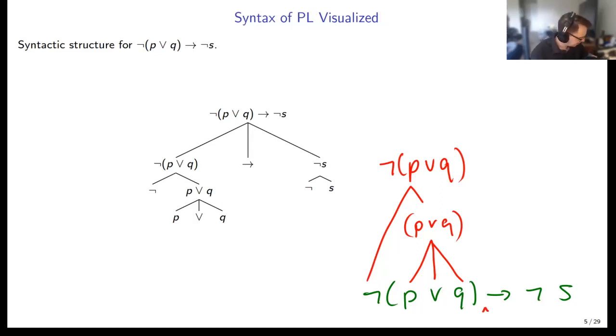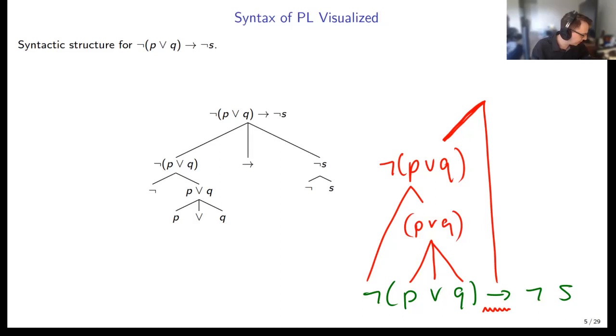I see that there is an arrow here. So an arrow is a binary modifier. So what's going to happen with this arrow is it's going to take a well-formed formula on the left, and it's going to take a well-formed formula on the right. But I don't see anything obvious on the right yet.